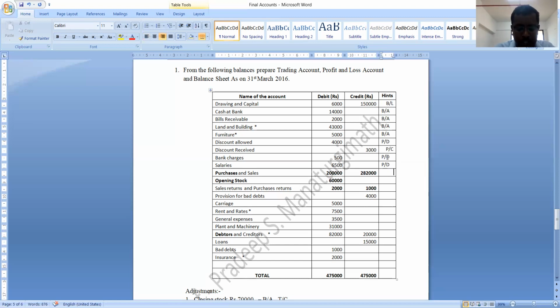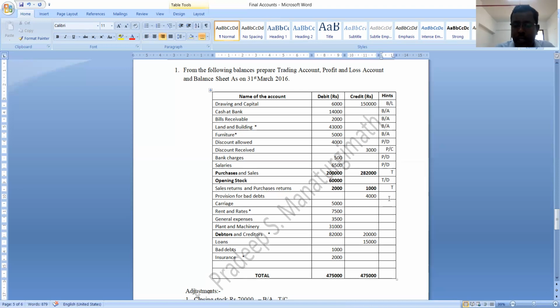Then purchases and sales. These are direct expenses and income. So these belong to the trading account. Purchases appear on the debit side, sales appear on the credit side. Opening stock is as good as expenditure. It appears on the debit side of the trading account. Sales returns and purchases returns must be adjusted in the trading account with purchases and sales.